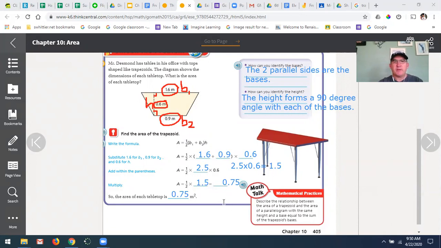Remember, it's okay to use a calculator once you have all your numbers in the right spot, base 1, base 2, and your height, and then you may use a calculator. Also remember to add first because those numbers are inside the parentheses. So we have to add those bases first. Let's move on to the next page.